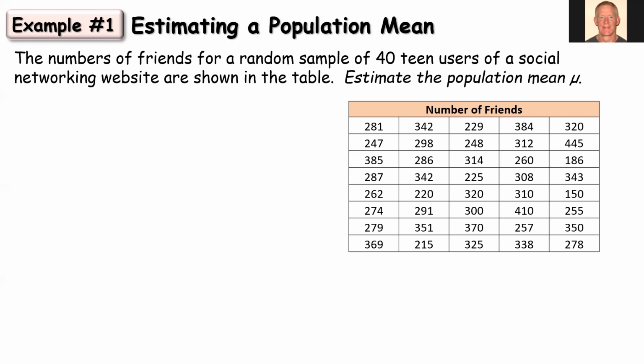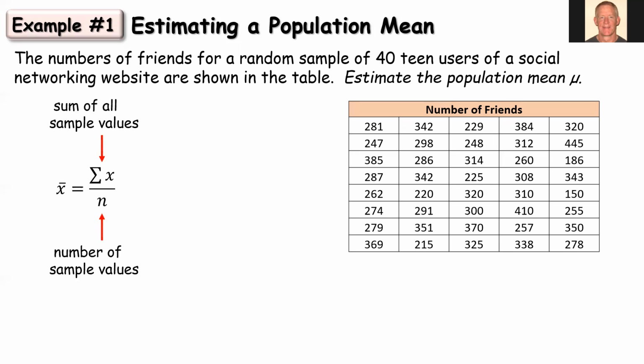And if we want to find the mean, we know how to find the mean. We have to add up all the values of X. That's a little summation symbol there, and divide by the number of samples. Now, it turns out if we add up all these numbers, we get 11,996. We divide that by 40 and we get 299.15.